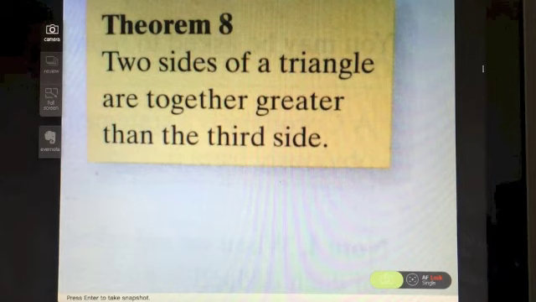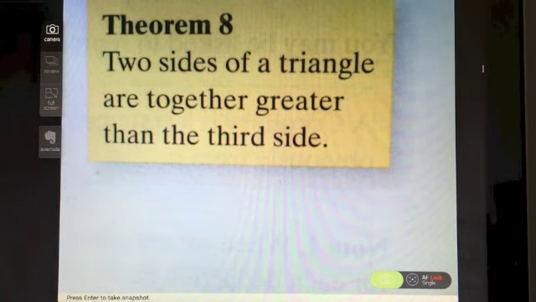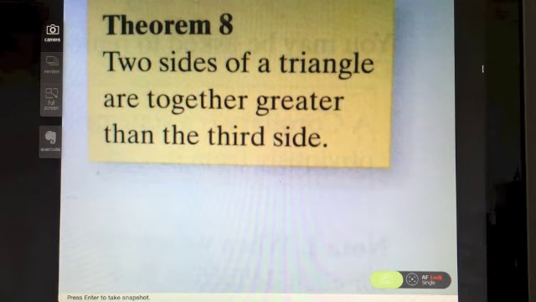Theorem 8 then, again this might be one that you're not particularly familiar with, says that two sides of a triangle are together greater than the third side. And this has to happen or it will not make a triangle. So any two sides of the triangle that you add together have to work out to be bigger than the other side of the triangle.